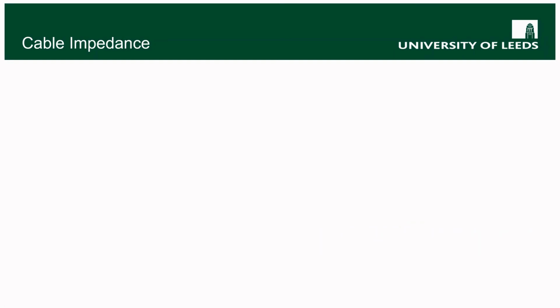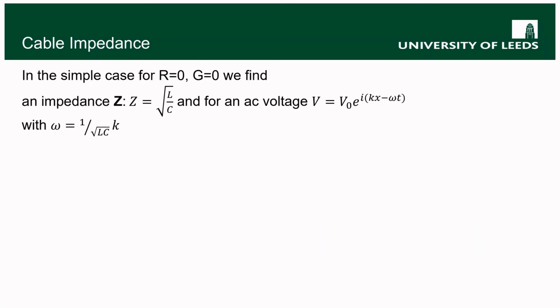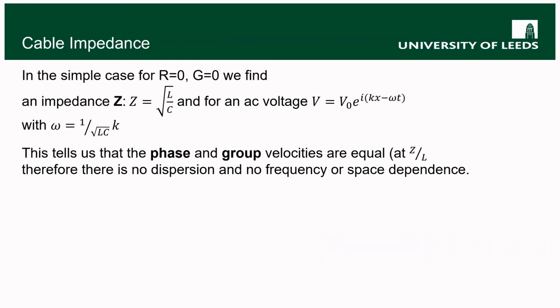Okay, so to summarize what we've just shown, in the case of the perfect cable, we've got the impedance, root L over C, for a voltage with a traveling wave form. And there is a relationship between the frequency and the wave number, which is not dependent on the frequency or the wave number. So in other words, the phase velocity and the group velocity are equal, at 1 over root LC, which is what you'd expect from the standard study of waves that you did in first year.